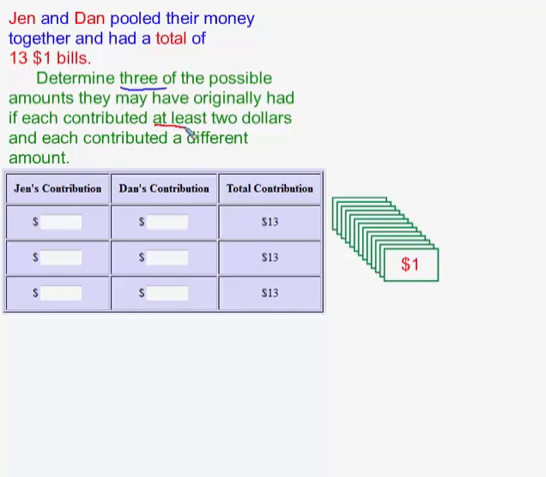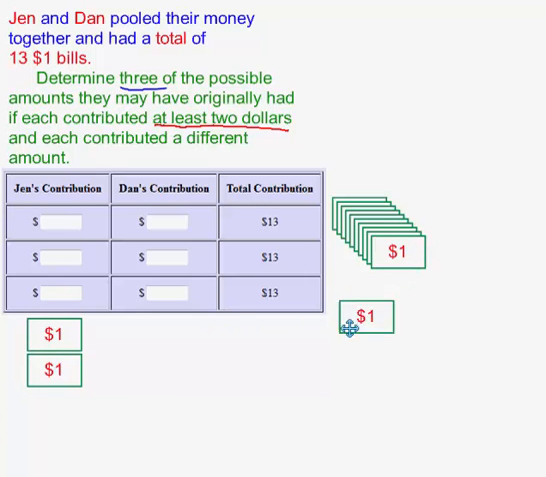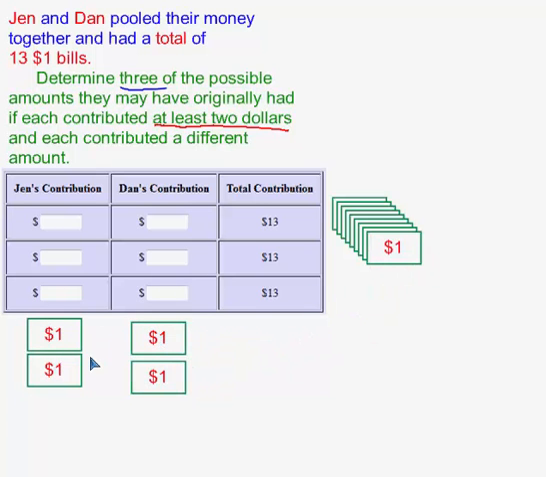Remember that it said that each gave at least $2. So that means Jen must have contributed at least 2 of the dollars, and Dan must have contributed at least 2 of the dollars. So now we're up to $1, $2, $3, $4. So the amount remaining, we can simply drag the rest over.